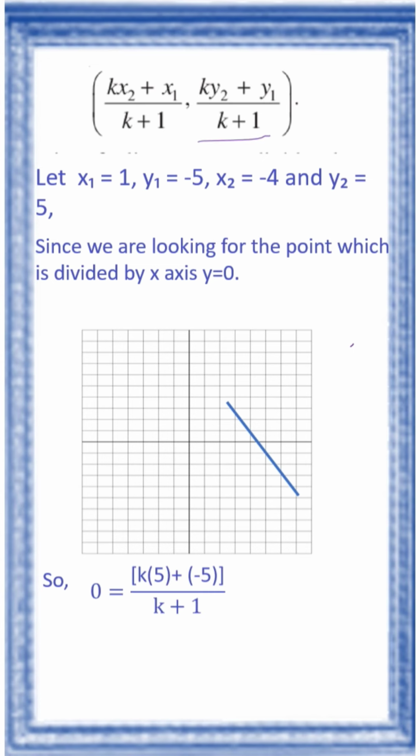y is equal to 0, k times y2 which is 5, plus y1 which is negative 5, upon k plus 1. Now cross multiply. What happens? 0 is equal to 5k minus 5. 5k is equal to 5, transpose. So k is equal to 1.